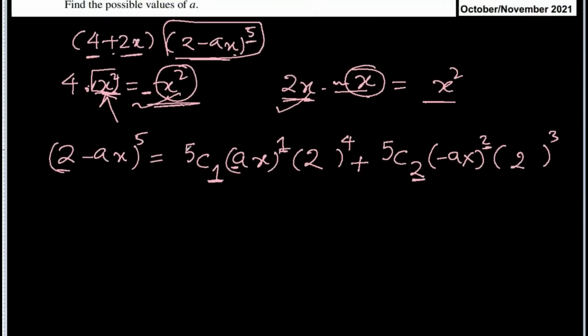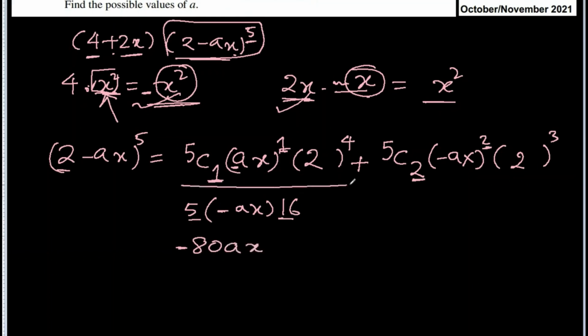So let's simplify this. 5c1 is 5. Minus ax to the power 1 will be minus ax. And 2 to the power 4 is 16. 16 times 5 is 80. And because of this minus, we'll write minus here, 80ax. That is the expansion of this term.